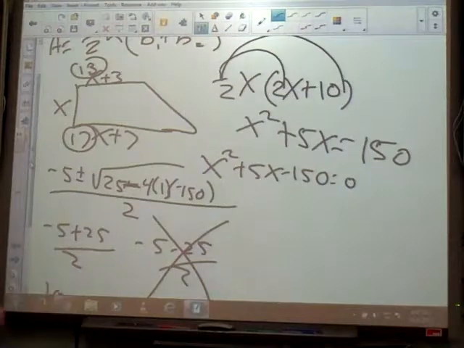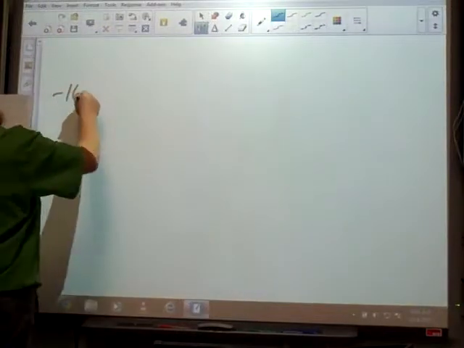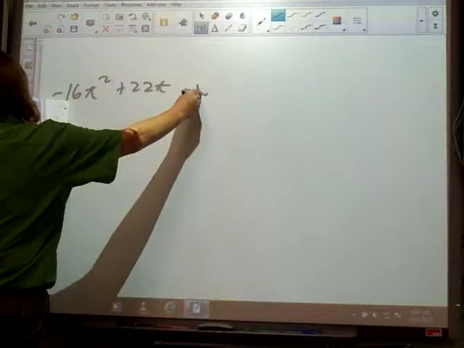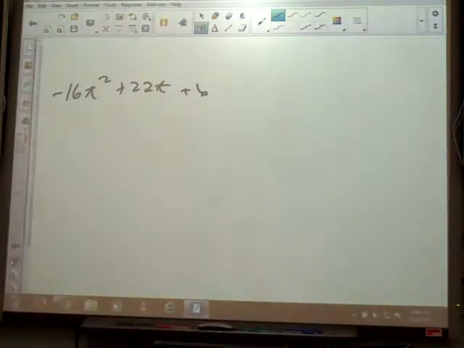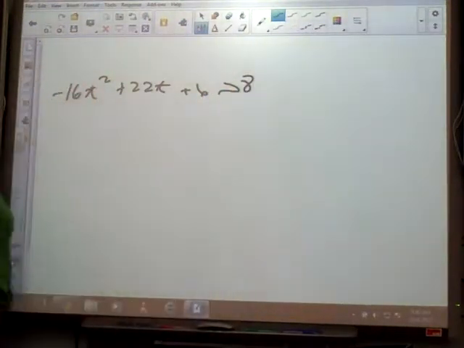Alright, start of a basketball game. The referee tossed the ball vertically in the air, modeled by the equation -16t squared plus 22t plus 6. Determine the time interval in seconds in which the height of the basketball is greater than 8 feet. So I'm taking that equation that they gave me. I need it to be greater than 8.